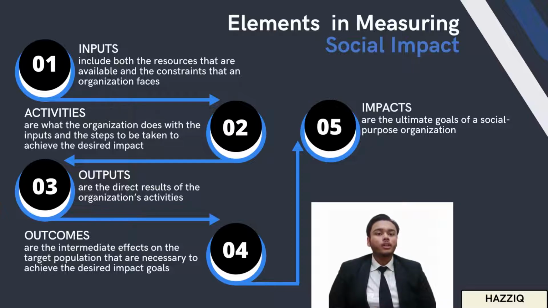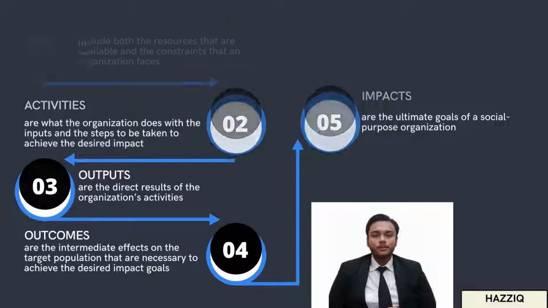And the last one is impact. Impact is the ultimate goal of a social purpose organization. All of these terms have a relationship with each other. These 5 elements describe the sequence of activities that are expected to create the change and desired result. In other words, it describes how the planned work in the input and activities is expected to lead to the intended result in the output, outcome and impact.